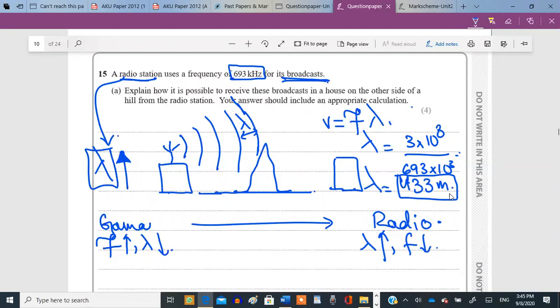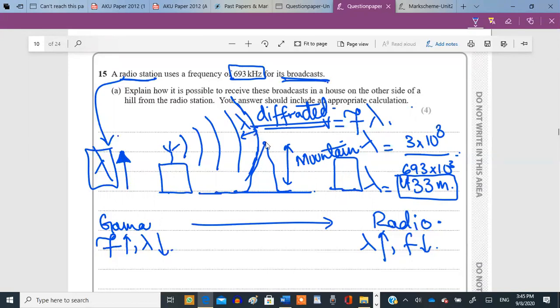So now this size is large enough that it is comparable to the size of the mountain. What would happen over here is that as these waves reach the mountain peak, the mountain is an obstacle in the way. So this wave will get diffracted, because diffraction is possible only if you get an obstacle which is comparable in size to the wavelength of that particular wave. And these two are comparable.